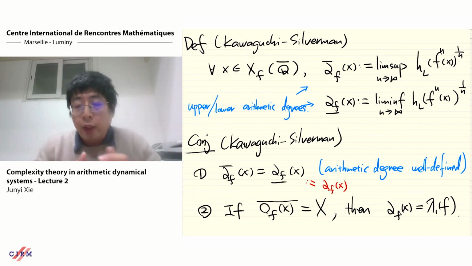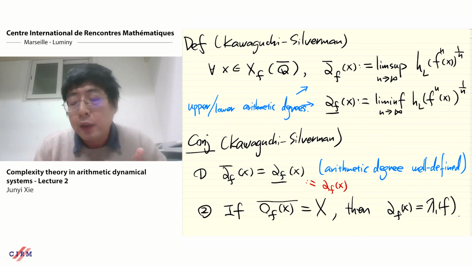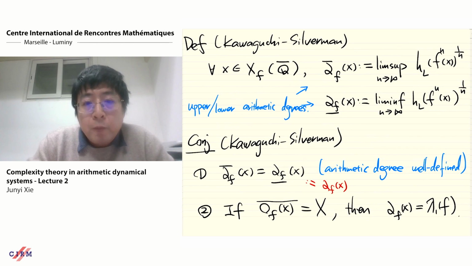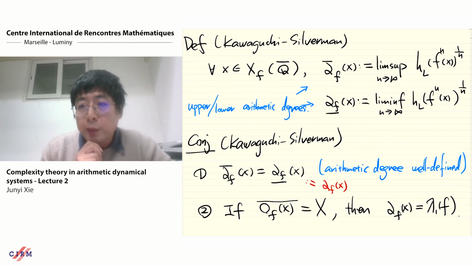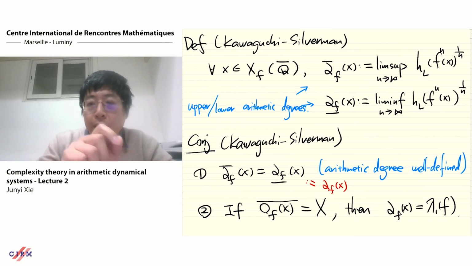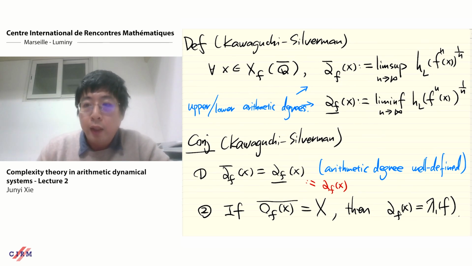Okay, so here I didn't define what the weight height is. I think most of you know the definition of weight height, but maybe someone does not know, so maybe I should just explain what the weight height is. I think the simplest way to explain it is like this. If you have a point x, then you can write down x in its coordinates. And what is the weight height?